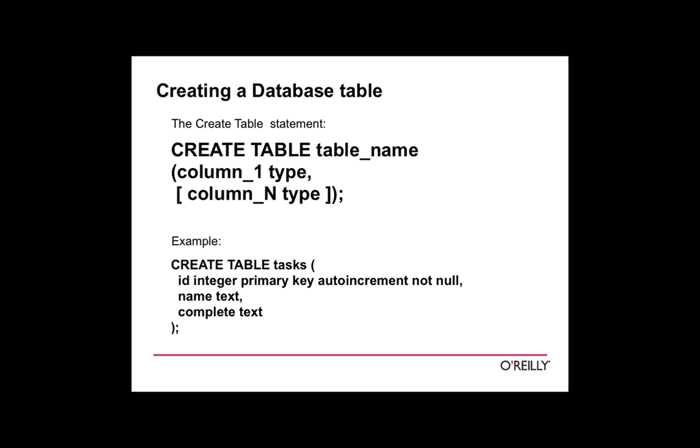So in this case, we'll have a table called tasks, and the columns that will store data about those tasks are an ID, which will uniquely identify each task, the name, which will be the name of the task that we display inside the list, and then whether or not it's complete.